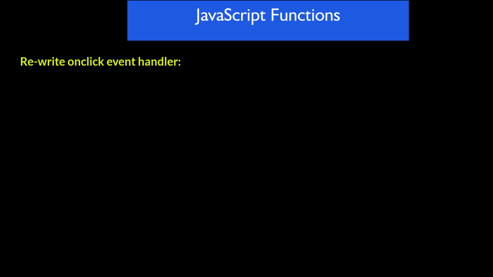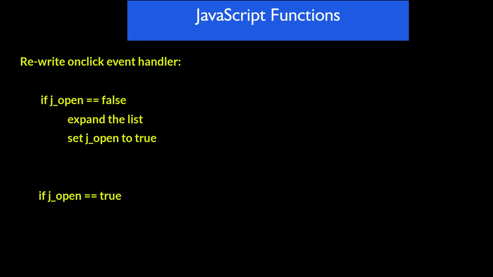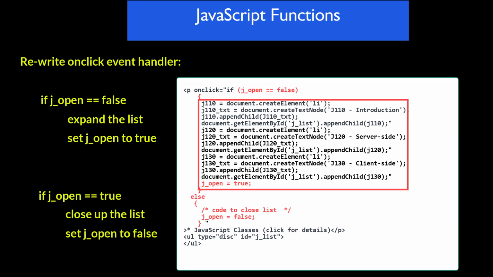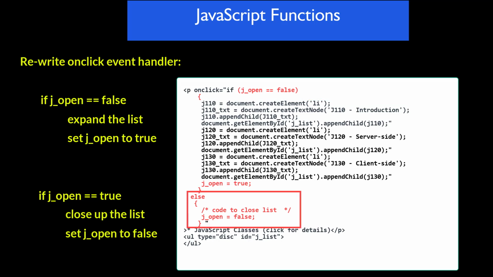And now we can rewrite our on-click event handler so that if j_open is false, the list will be expanded, and we will then set j_open to true. And if j_open is true, the list will be closed up, and we will set j_open to false. So again, just focusing on the JavaScript courses, we now have p on-click equals, and then this big thing in quotes, if j_open equals false, and then in braces the 3 sets of 4 lines each we did to display the various courses, plus j_open equals true. And then we have an else part of the if statement, and in braces, code to close the list and j_open equals false, and then we close the start tag with JavaScript classes, click for details.